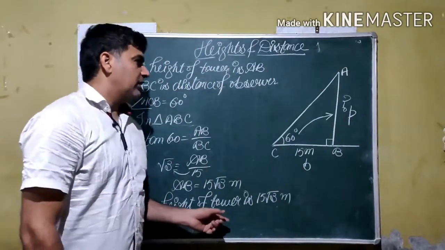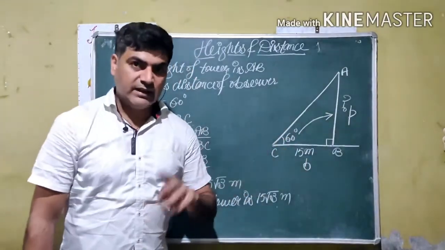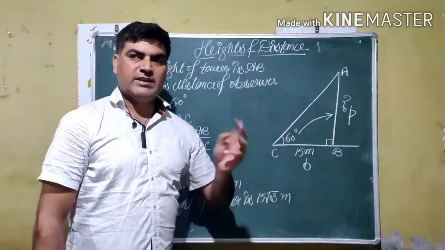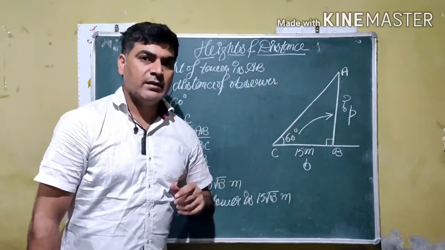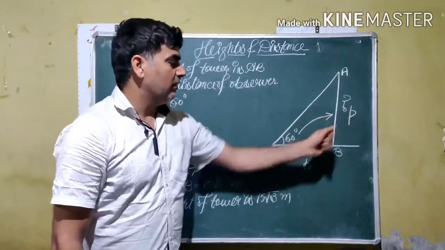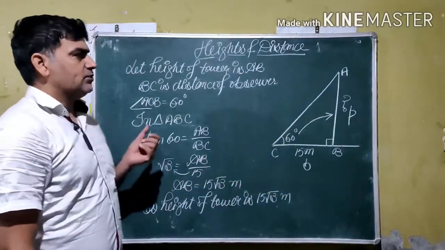So like this, we can use the T ratios according to the requirement. But remember, there are three things: two sides and one angle. Means there are three parameters, two sides and one angle. We make a pair in which only one parameter is unknown. Here one side is unknown, one side is given, one angle is given. Like this we have to choose the T ratio.